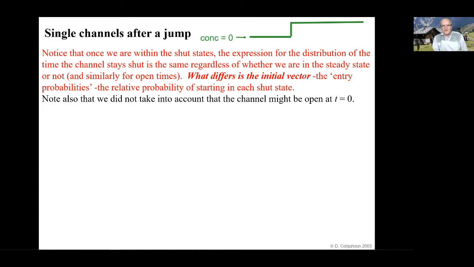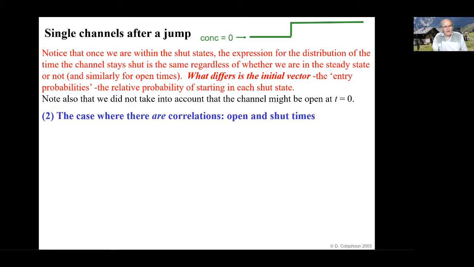What differs is the initial vector, the entry probabilities, the relative probability of starting in each of the shut states, for example. And so what varies are not the time constants, but the areas of the distribution. We might also notice that in that short account, we didn't take into account the possibility that the channel might be open at t equals 0, but in the absence of spontaneous openings, that's going to be very low.